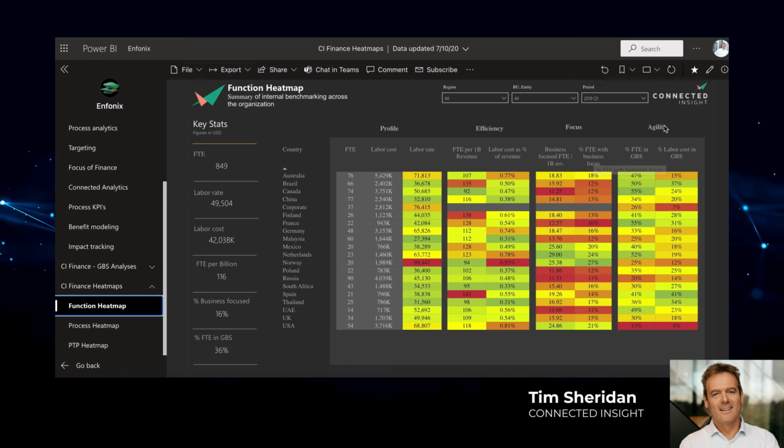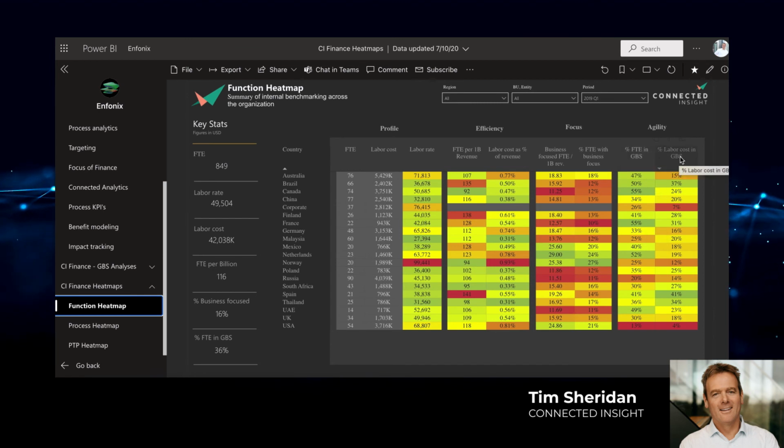And then measuring agility. So looking at how much of an organization is in shared services measured by FTEs or labor costs. So this can give you, as a heat map, a very top level, very fast overview of where your pockets of opportunity are across these different enterprise transformation objectives. And we can configure this to fit the specific focus of your program and your organization.